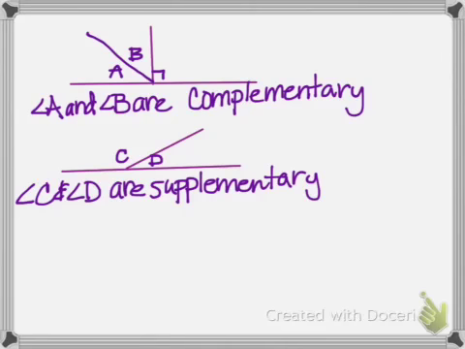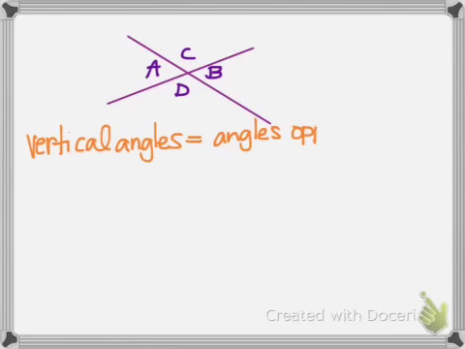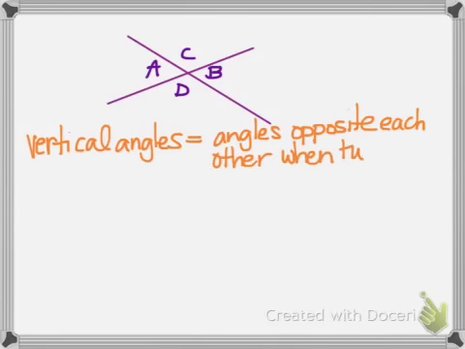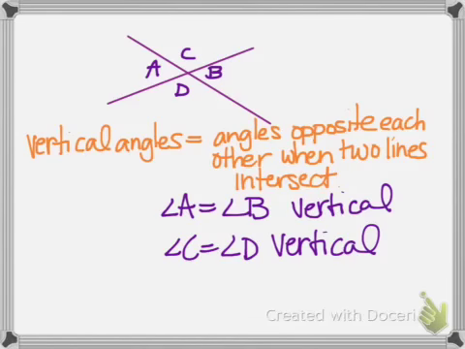The way I remember that is you can kind of make a C out of 90 degrees, and supplementary is made of two 90 degrees. It kind of makes an S, sort of. Okay, if you have two lines that intersect, then the angles that are opposite each other are called vertical angles. So in this case, angle A is equal to angle B because they are vertical. And angle C is also equal to angle D because they are vertical.